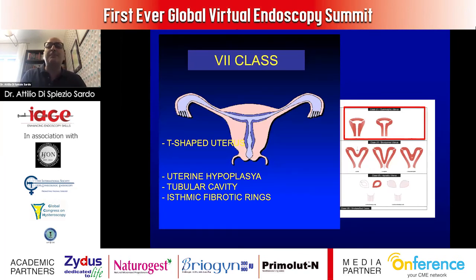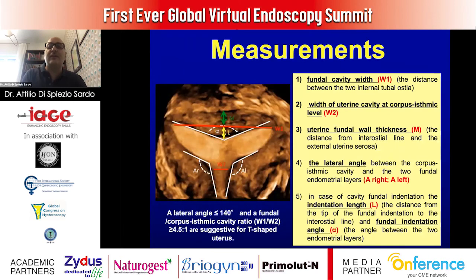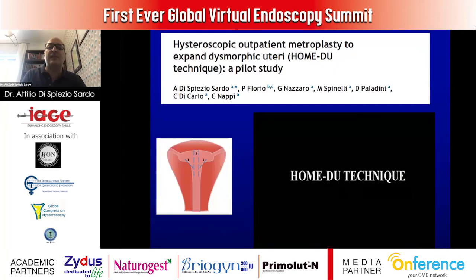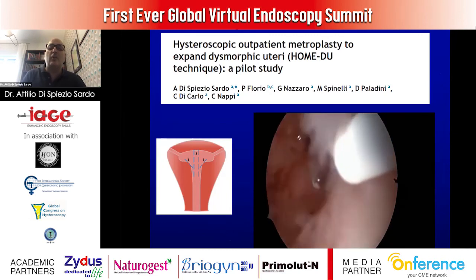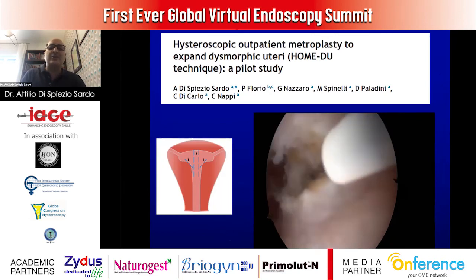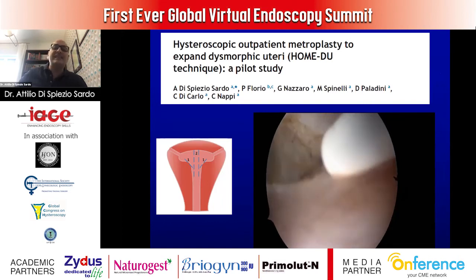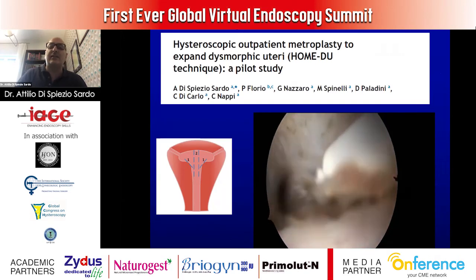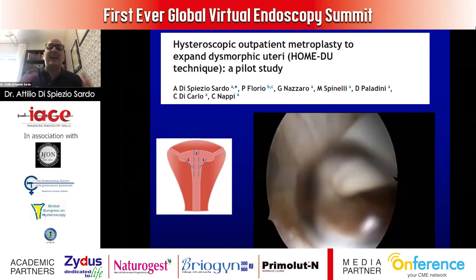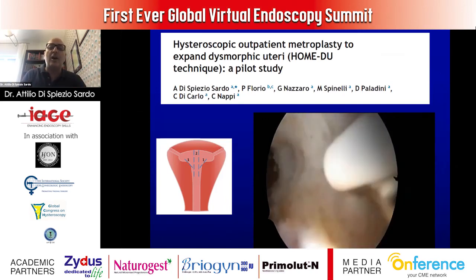Just 1 minute to explain the treatment of an anomaly that has gained dignity in the last 5 years, the so-called dysmorphic uteri. First of all, these parameters should always be evaluated at 3D ultrasonography in order to make a proper diagnosis of dysmorphic uteri. And we described a technique, which is called the Home Dew technique, but you can call it whatever you want. The idea is to create some incisions on the isthmic rings that you find in the lateral wall, incisions of 2-3 millimeters deep, in order to create an enlargement of the morphology and the volume of the uterine cavity.